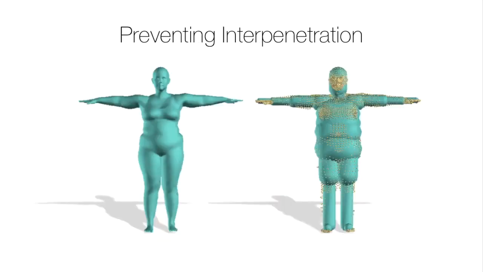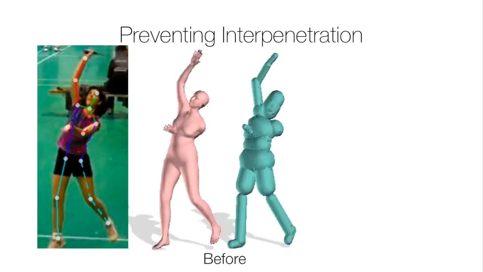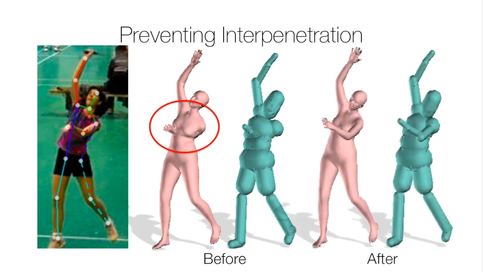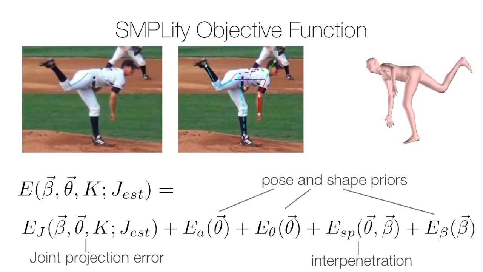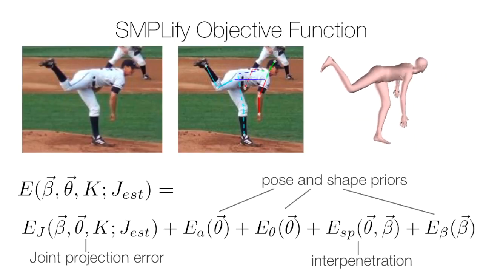Another advantage of working with complete surfaces instead of skeletons is that we can reason about interpenetration. We do so by approximating the surface with capsules and penalize intersections between them. Here is a result without the interpenetration term, where there is a gross intersection of the left arm and the body. Adding the interpenetration term resolves this problem and makes the results qualitatively natural. Our final objective function is composed of the sum of all the energy terms.